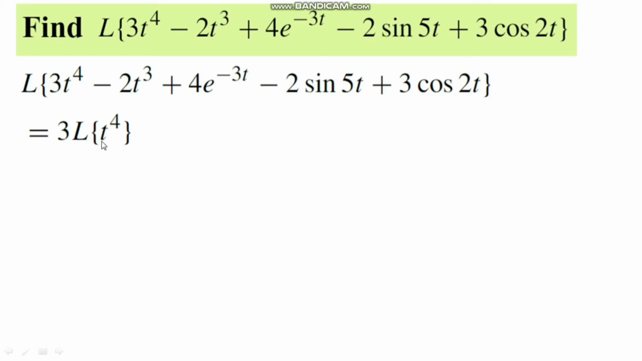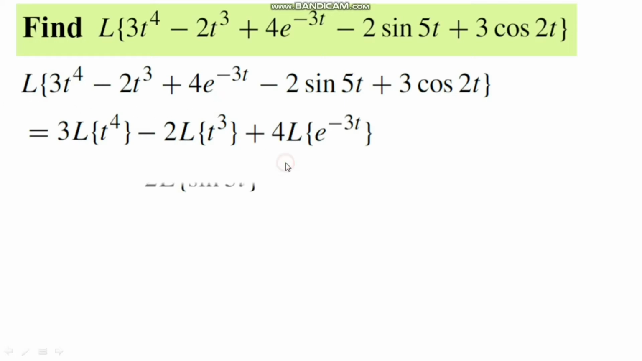Laplace transform of t^4, minus 2 times the Laplace transform of t^3, plus 4 times the Laplace transform of e^(-3t), minus 2 times the Laplace transform of sine 5t, plus 3 times the Laplace transform of cosine 2t. So generally we have the functions t^4, t^3.